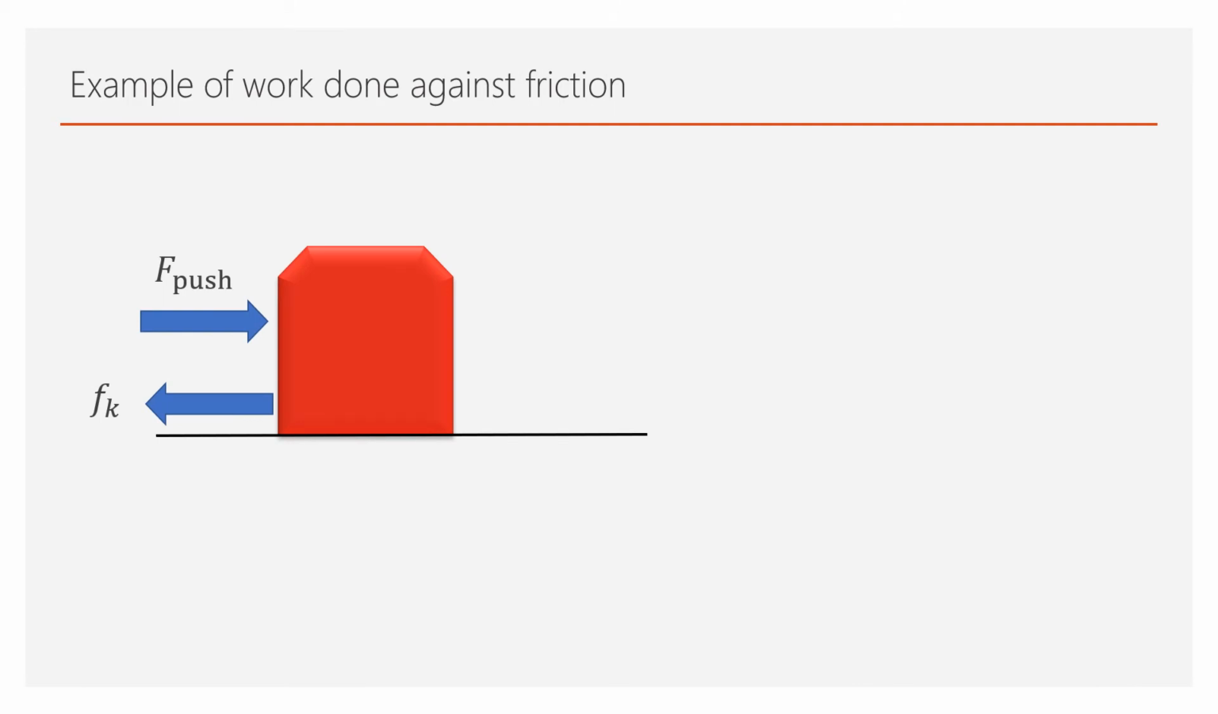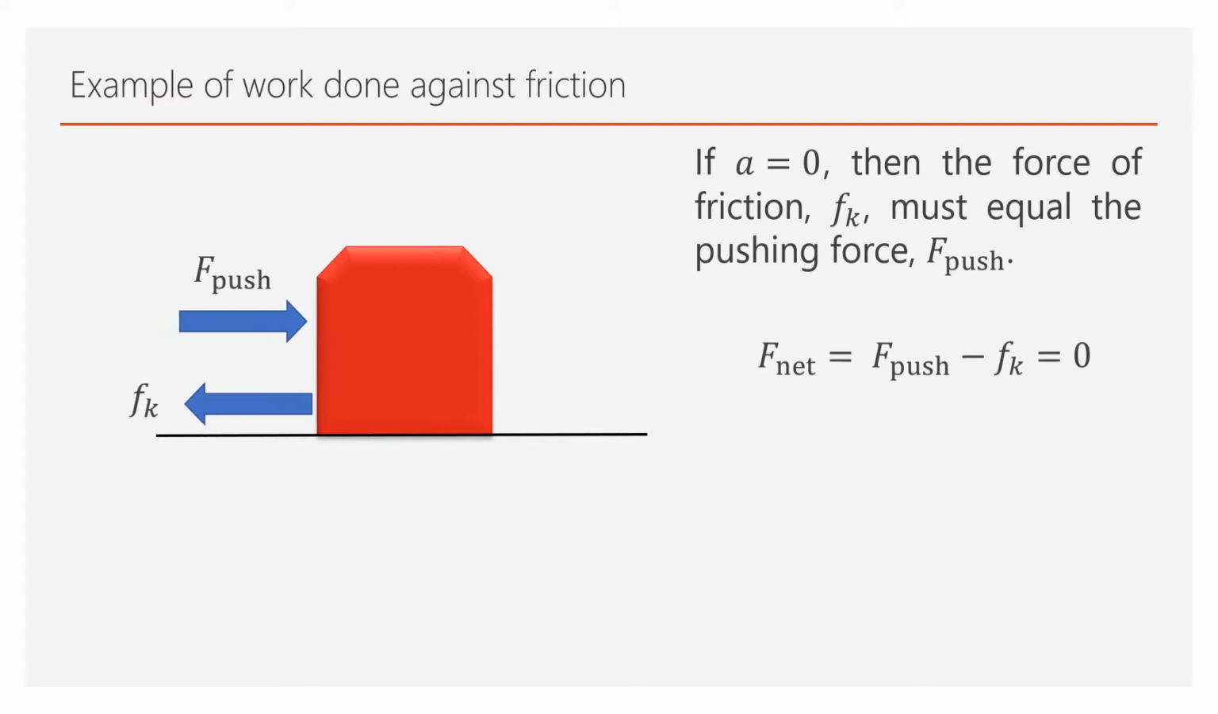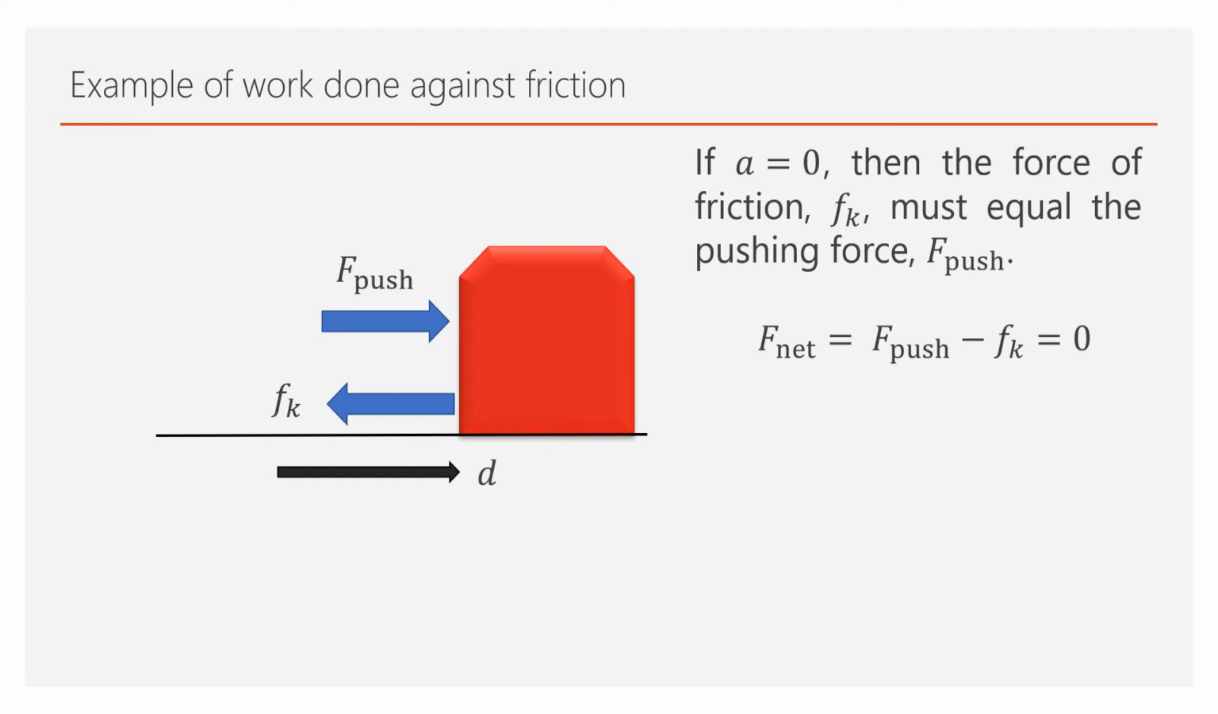Let's look at an example of work done against friction. In this case, a block is pushed with constant velocity along a surface with friction. Because it's moving with constant velocity, its acceleration is zero, and the pushing force balances the kinetic friction. So the net force is zero. When the block travels a distance d, we can still calculate the work done by each of the individual forces. So we multiply each force by the displacement d, and we get the work done by the pushing force and the work done by kinetic friction.